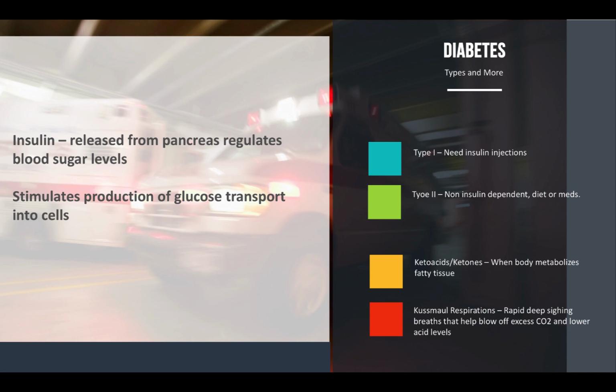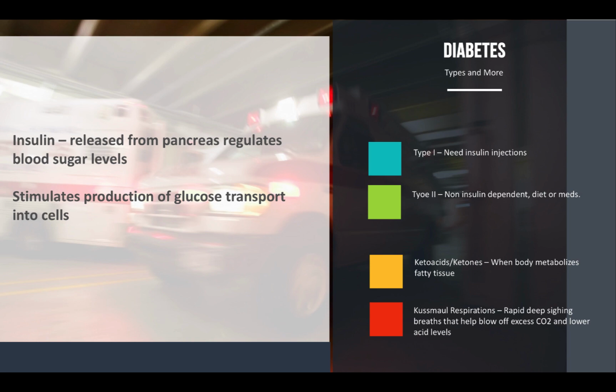It regulates the blood sugar, stimulates production of glucose transport to facilitate the passage of that glucose into the cell, and to get broken down into energy, right? That's the facilitated diffusion, okay? And it also helps break down fatty tissue in the body, okay? So just some stuff to keep in mind when thinking about insulin, what it actually does, okay?